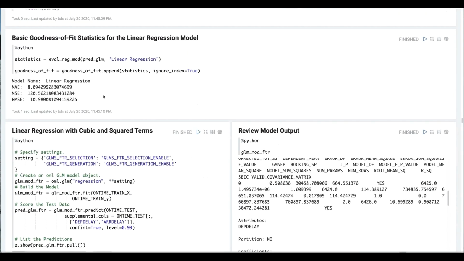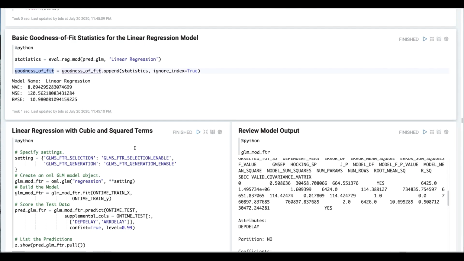Now, on the goodness of fit statistics for the linear regression model, I run my function for the linear regression and store it in goodness of fit because I want to see the statistics later on. So I can see the mean absolute error, then the mean squared error, and then the root mean squared error. Those numbers do not need to make sense for you on one single model. They can give you an idea, but these numbers will be more effective and interesting when you compare models.